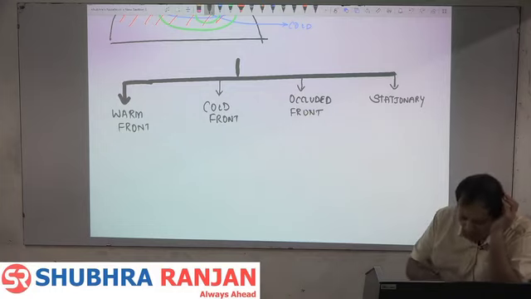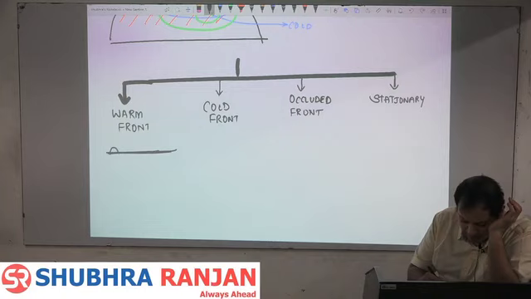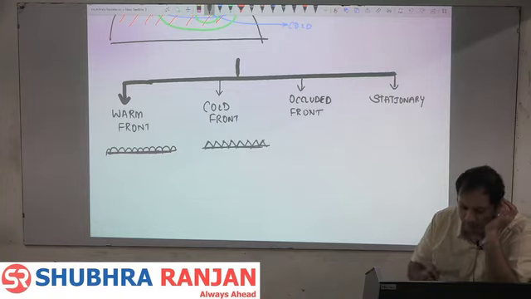Fine. So you already know the diagram for the warm front. This is how the diagram for the warm front is, circles. You already know the diagram for the cold front, triangles. Fine.